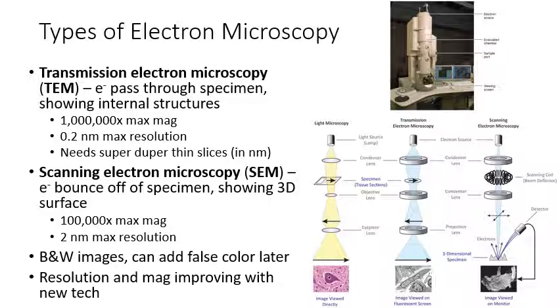In electron microscopy, you always get images that are in black and white. There's no color. A lot of the time you'll see electron microscopy images that have color. That's all artificially added color. They've added the color in later. And the quality of electron microscopes is constantly improving as technology gets better.